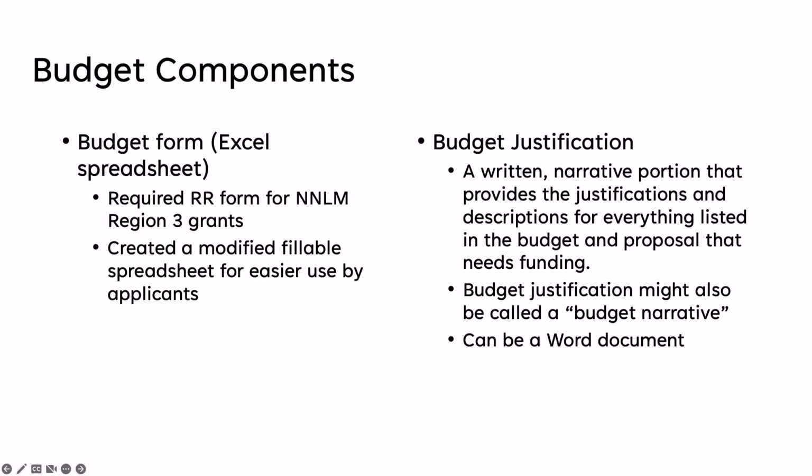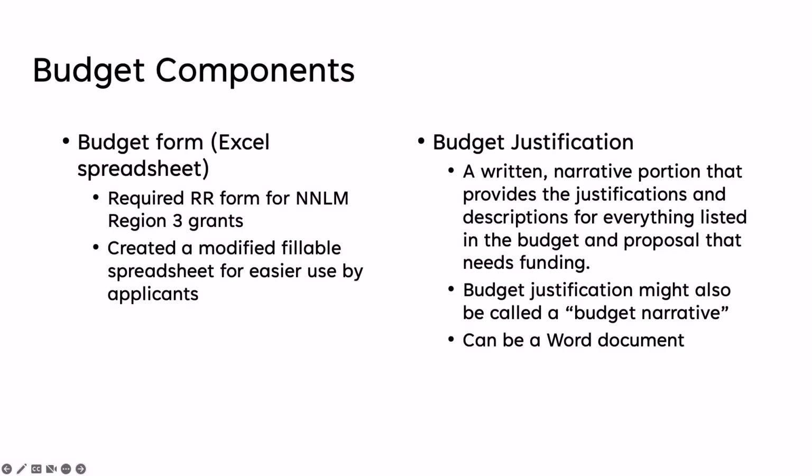All right, so to cover what we will be walking through, we put together both a fictional budget and a fictional budget form. The budget form is what is linked to, and it is the Excel spreadsheet that is required for NNLM Region 3 grants. It is the RR form, as we refer to it. And when I say we, our executive director created a modified fillable spreadsheet version of the form that is required. The idea is that it would make it easier for you as the applicant to fill in a sheet that's fillable and modified versus trying to start from scratch. And you'll see what I mean in a minute.